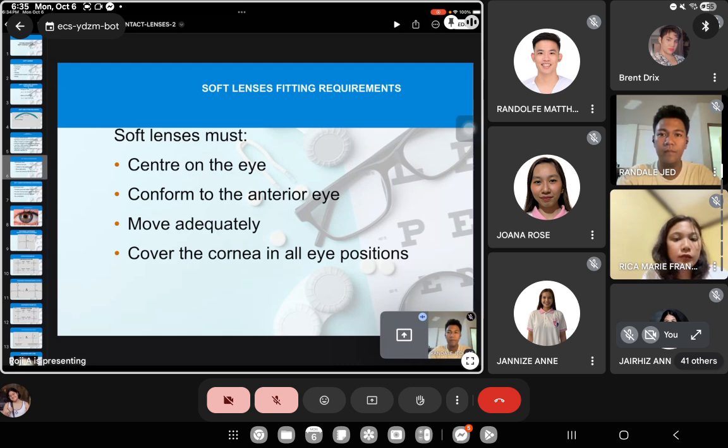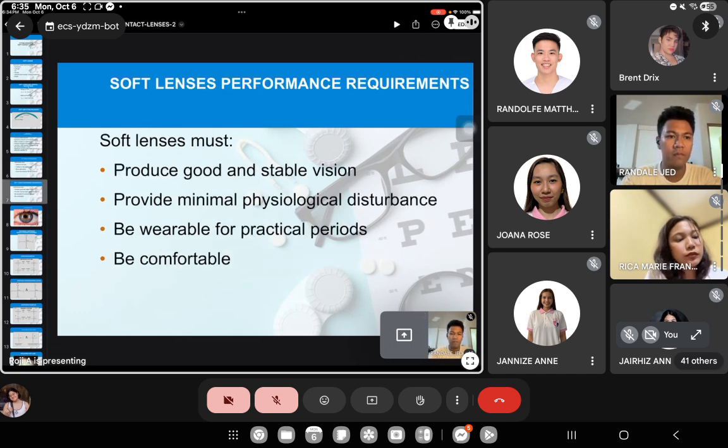Conform to the tear, and move adequately because you don't want it to be too steep. You want it to move. And every time you move, there's a tear exchange, and it can flush debris. But it should cover the cornea at all times because, of course, the contact lens has that power that would rectify the error of refraction. That's why it must produce good stable vision.